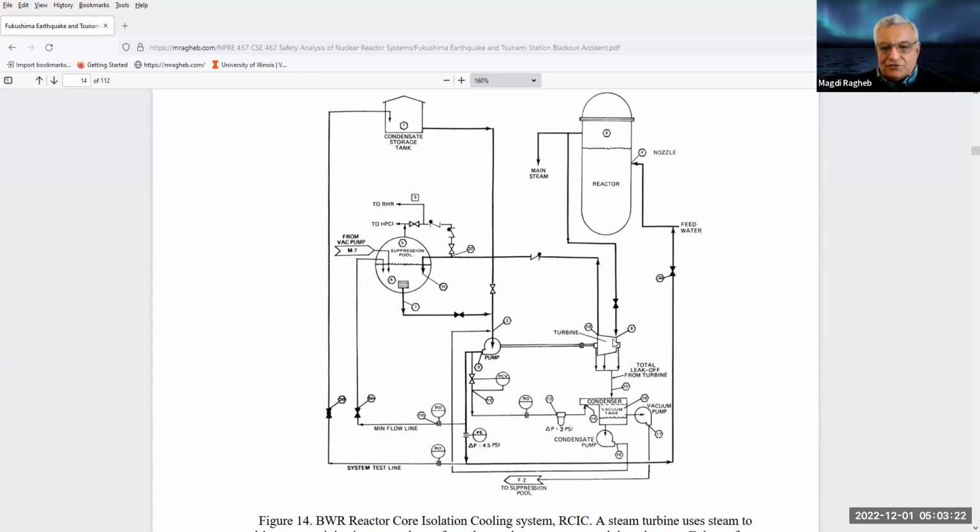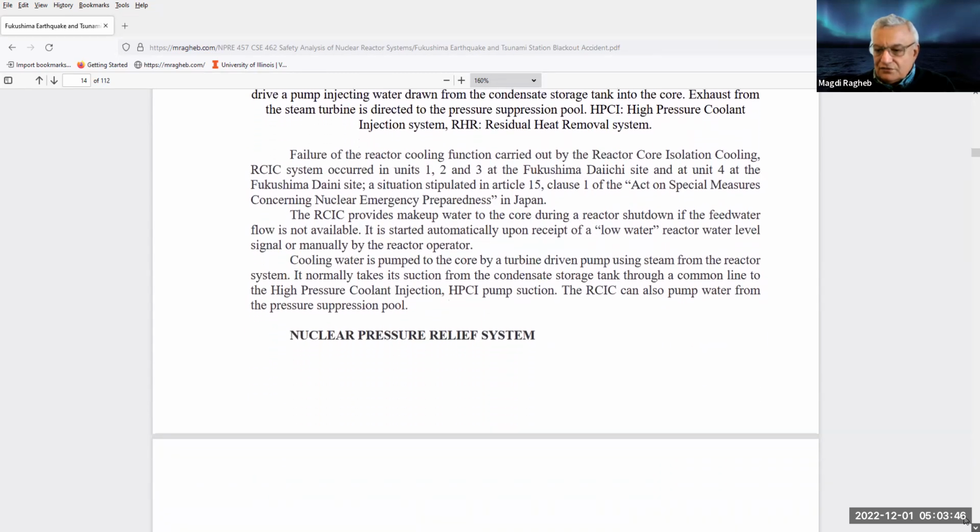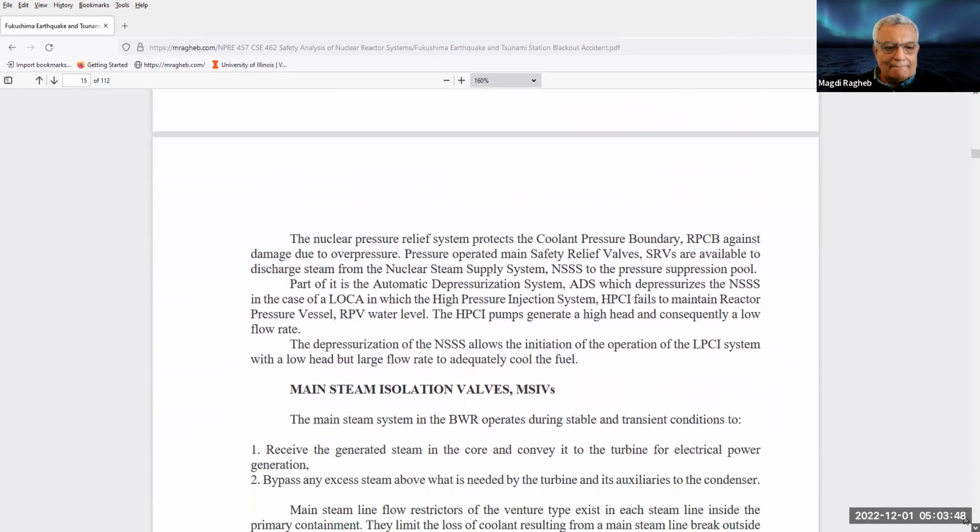Now, I'll show you in a moment that the pump and that turbine were in the basement of the reactor, and they were both flooded. Electricity and water don't go together, so that main safety feature was not available to us as designed to deal with the decay heat in general.